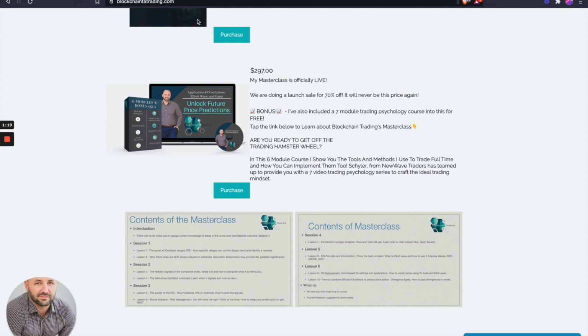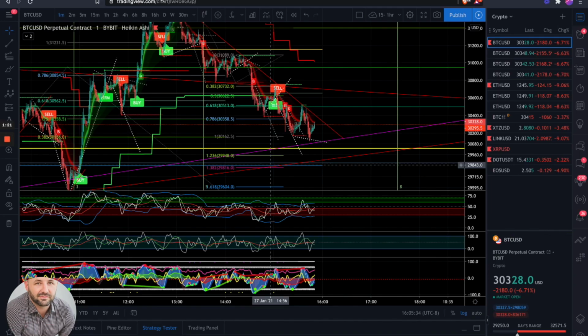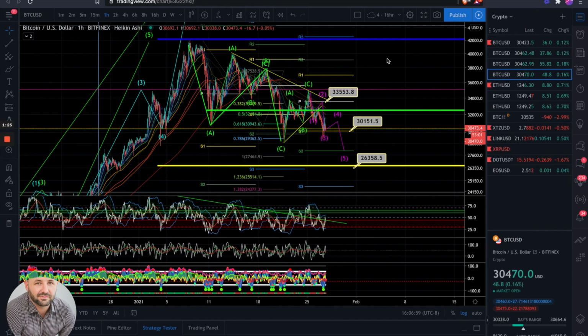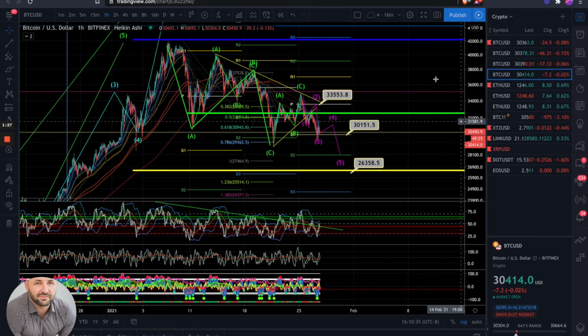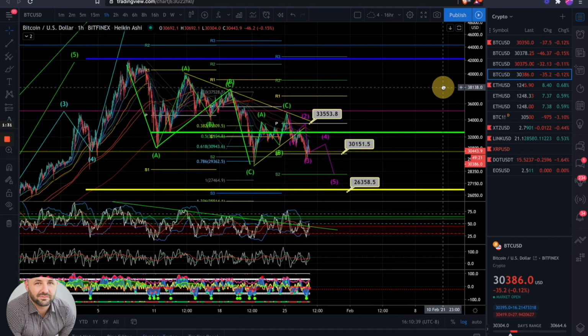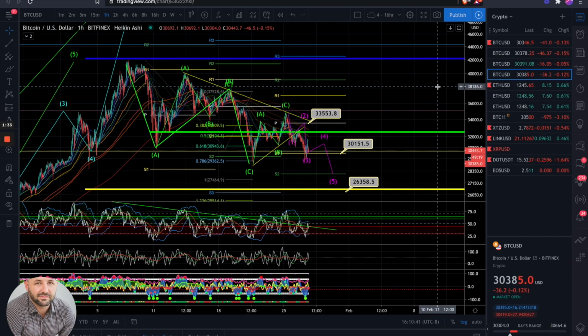So let's go ahead and dive into the charts. There we go. Actually, we want this one here. Sorry, I was playing around with a couple different indicators and coding on that. So anyway, enough about that.